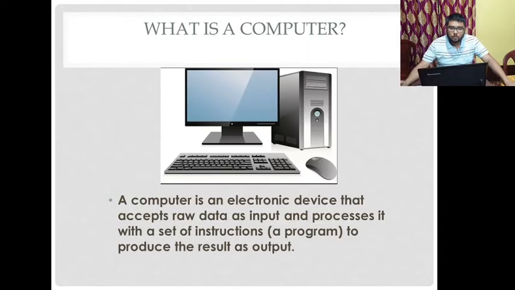See, a computer is an electronic device that accepts raw data as input and processes the raw data with a set of instructions to produce result as output. So, what does it mean? It means a computer takes in raw data, processes the raw data, and gives us information. This is the same thing.